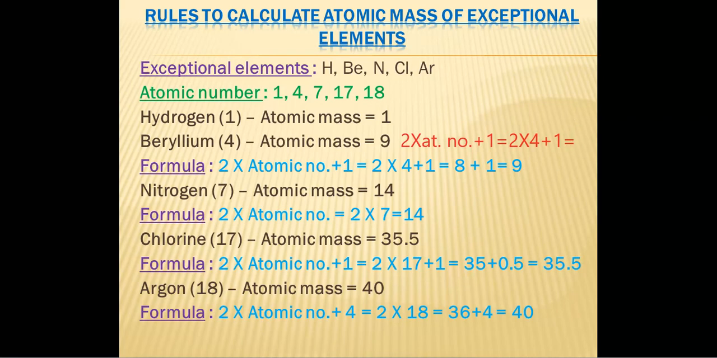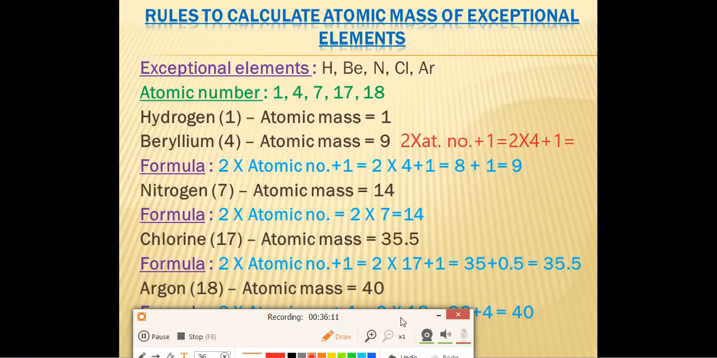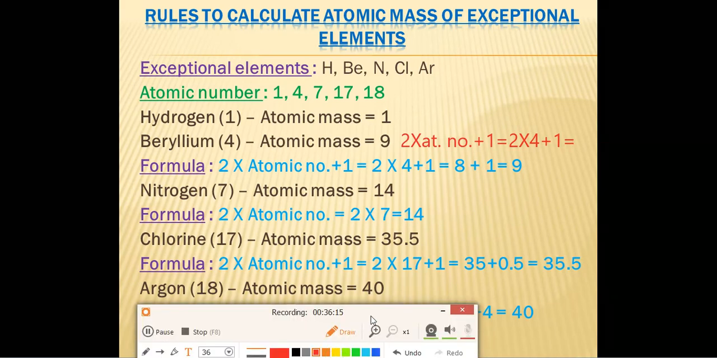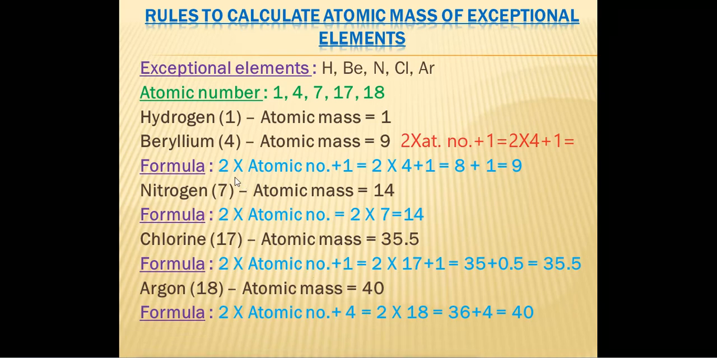Okay, next element. For the formula, you have to use 2 into atomic number plus 1, just now I told you. The next element is nitrogen. It has atomic number 7. Its atomic mass is 14. How will we get this 14? This is an odd atomic number, but that formula you cannot use over there. You will use the formula for even, that is 2 into atomic number. 2 into 7 is 14. So this formula you will use for nitrogen.